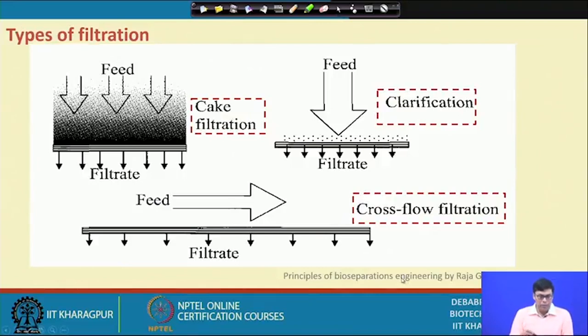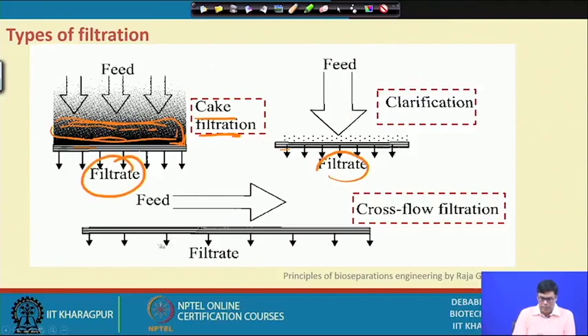And here, for the type of filtration, we can see the suspended particles settled down. This is the filter media, and this is how the solid particles are deposited on the surface of the filter media, and this is called cake filtration. Then there is the kind of filter where the feed goes and you get the filtrate. Here also you get the filtrate, and here, suppose you have a fixed filter media and your flow is like this, and then filtration takes place in this direction, we call it cross flow filtration.